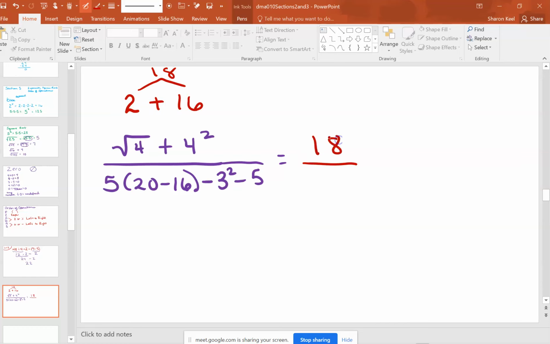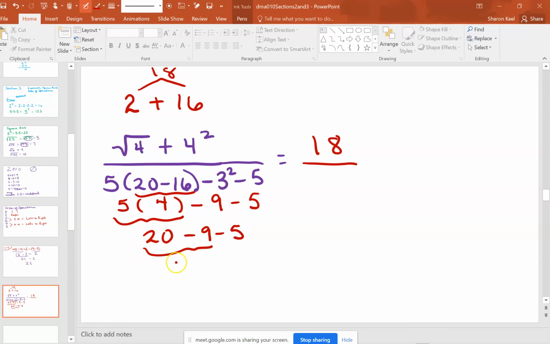So our numerator is going to be an 18. In the denominator, we have a parenthesis. So 20 minus 16 is going to give us 4. So we have 5 times 4 minus, we have an exponent. 3 squared is going to give us 9. As we continue with order of operations, we're going to do multiplication first. So we have 20 minus 9 minus 5. Left to right, 20 minus 9 is 11. And 11 minus 5 gives us 6. Now that we have this, 18 divided by 6 gives us a solution of 3. Now to check this using the calculator, this is what I would do.